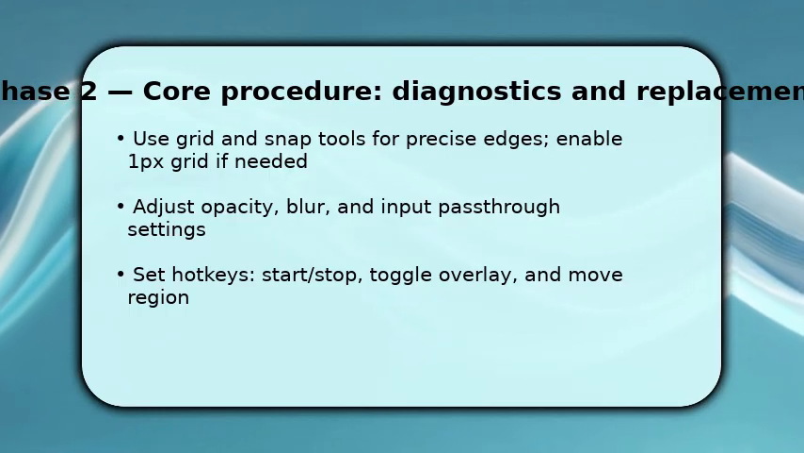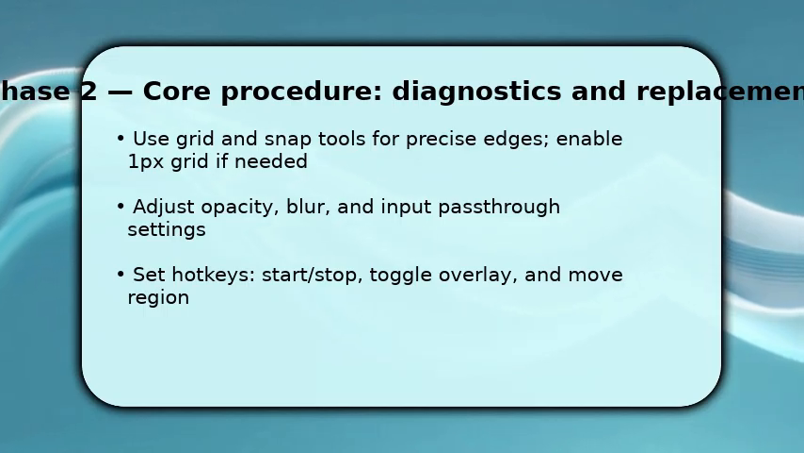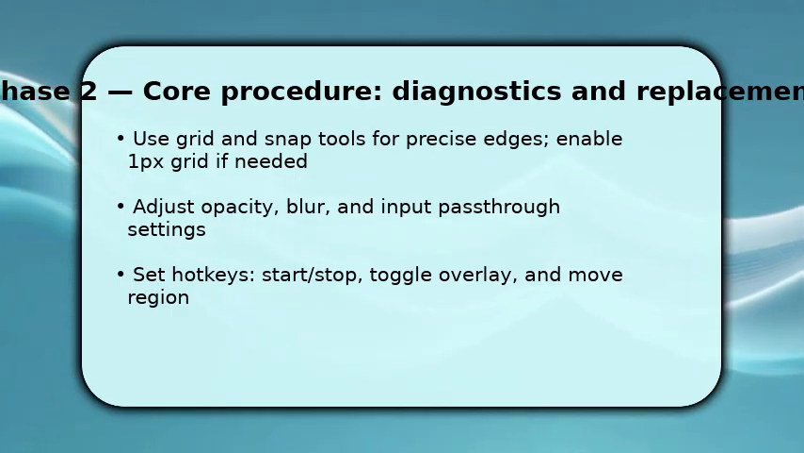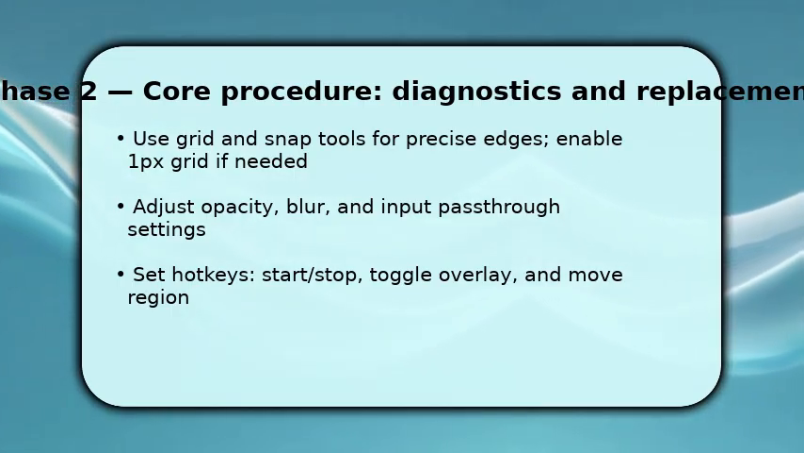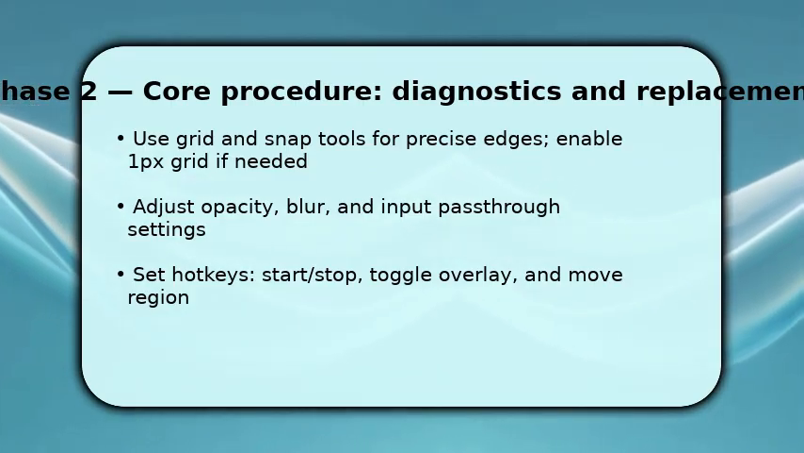Next, tweak opacity and blur to balance visibility versus focus, and enable input pass-through if you want clicks to go through the overlay. Also assign hotkeys for start, stop, toggle overlay, and nudge. This saves time. Finally, preview the capture and test interactions so you know the region.